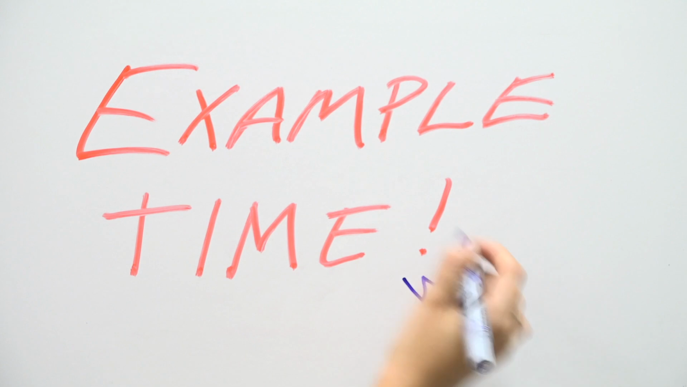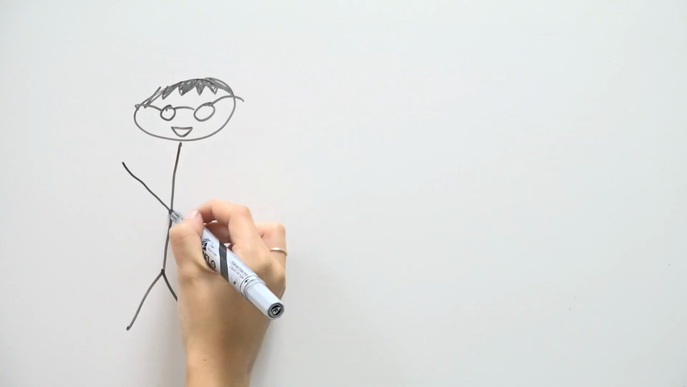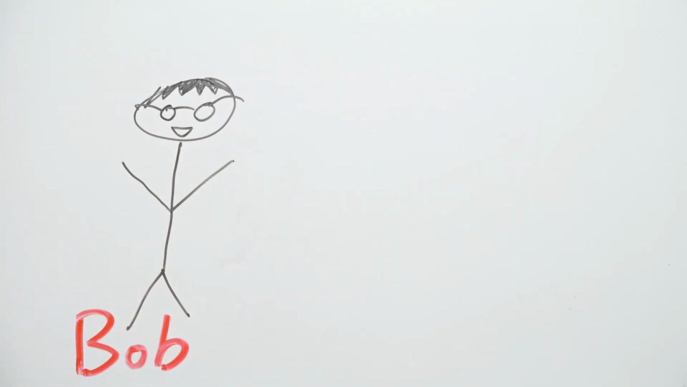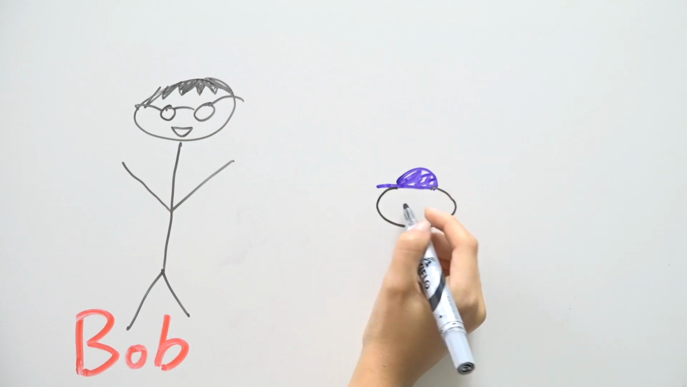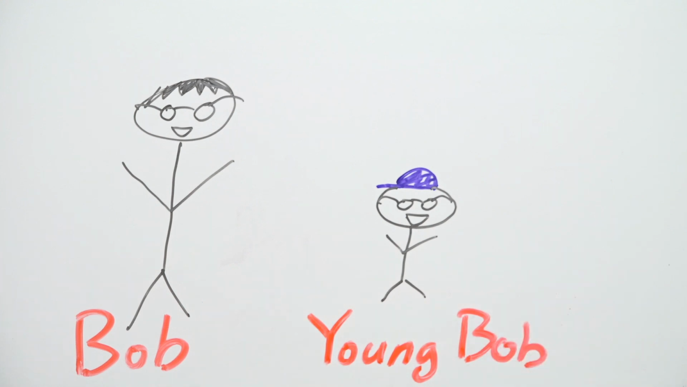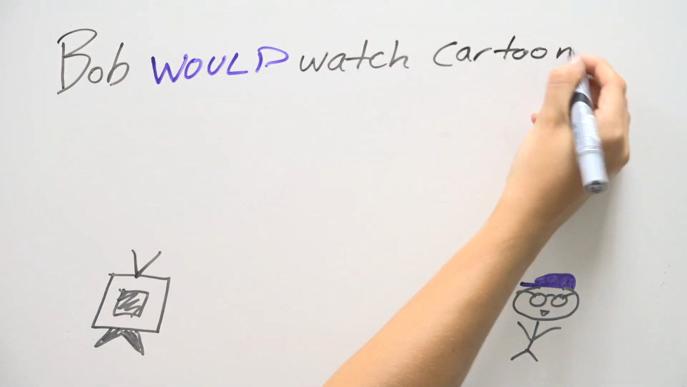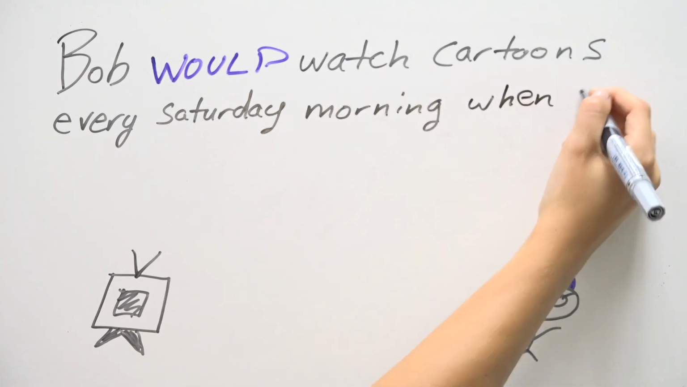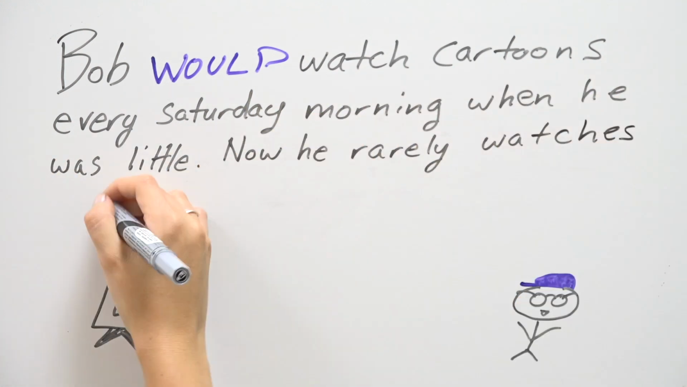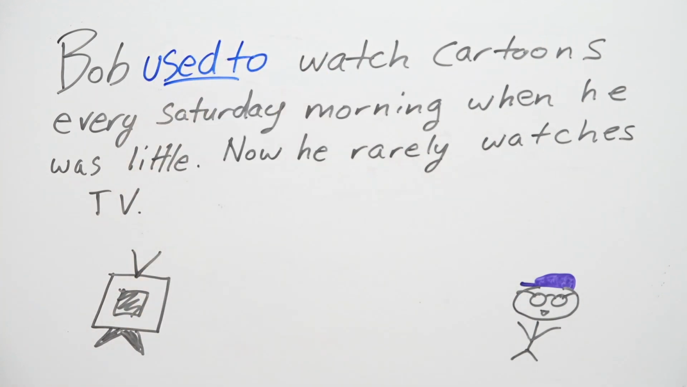Example time. To help us establish these rules, let's get a little help from our friend Bob. Would and used to are both in the past tense though, so we are going to look at young Bob's life. Bob would watch cartoons every Saturday morning when he was very little. Now he rarely watches TV. That makes this awkward. Instead, we can replace it with used to and make sure the sentence makes sense.